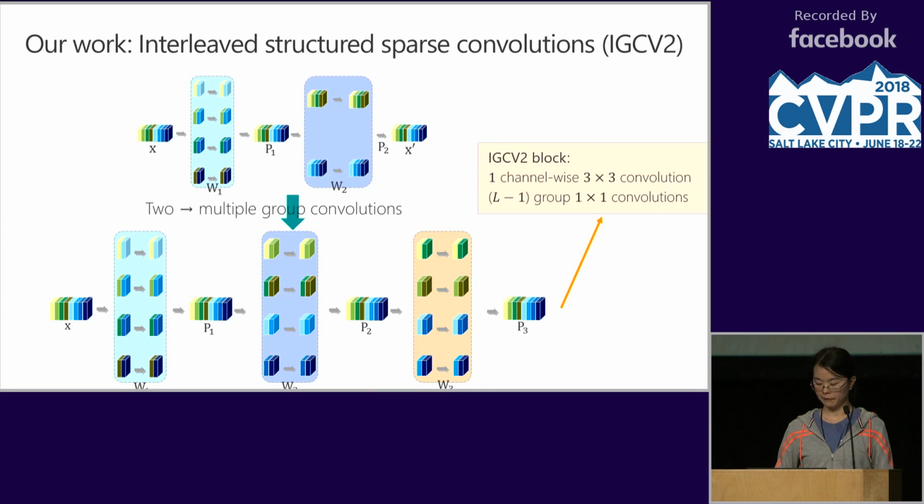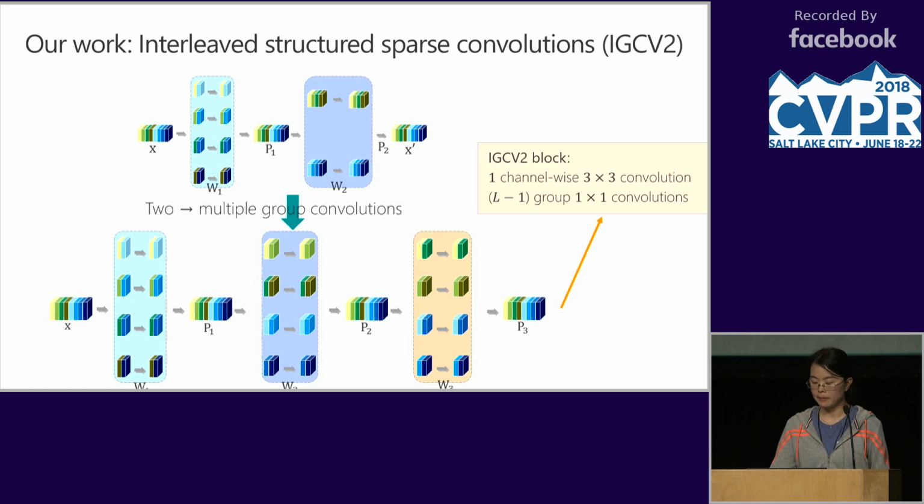Motivated by this observation, we designed a building block, IGC version 2, which is interleaved structured sparse convolution. The main idea is to further decompose the dense convolution in IGC version 1 by multiplying sparse matrices, thus further eliminating the redundancy and saving the storage and the time cost. Such process can be repeated multiple times, resulting in successive group convolutions.